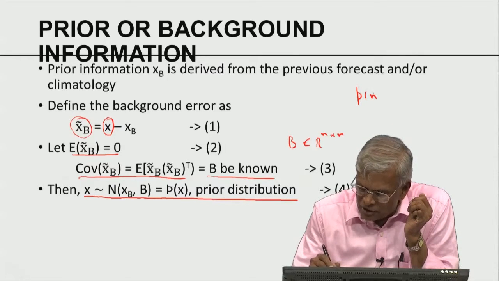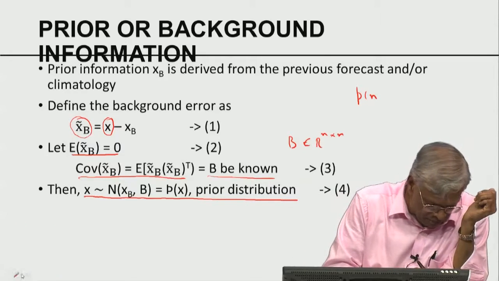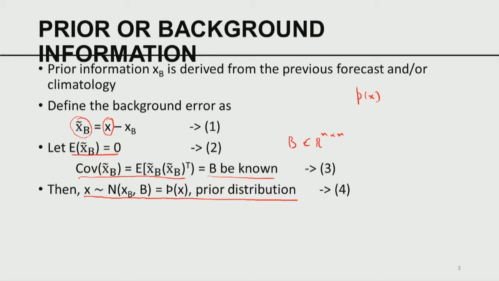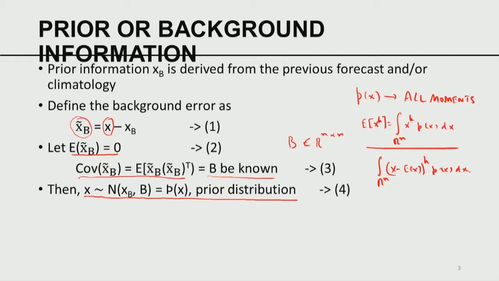Given a density function PFX, I can compute all the moments. What are the moments? First moment, second moment, third moment, central moments, and non-central moments. What is the expression for the kth moment? The kth moment is the expected value of x to the power k, which equals the integral, let's assume a scalar variable, of x to the power of k times p(x) dx. I can also consider central moments, or centered moments: the integral of (x minus the expected value of x) to the power k times p(x) dx. I can compute this for every k. So, given p, I can compute all moments.